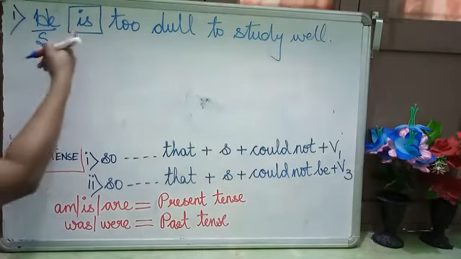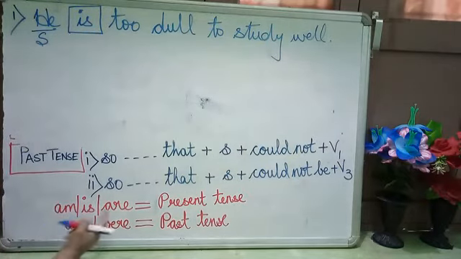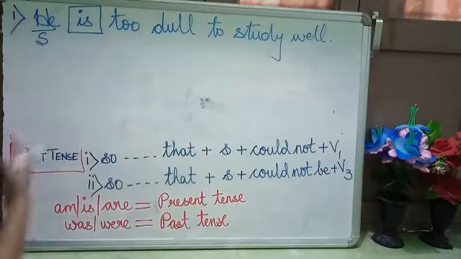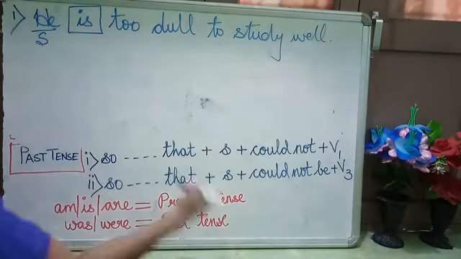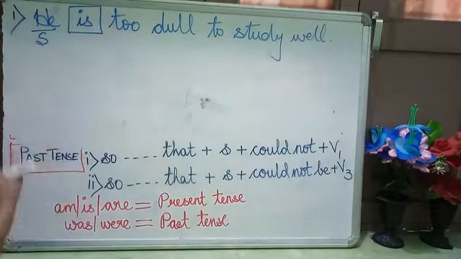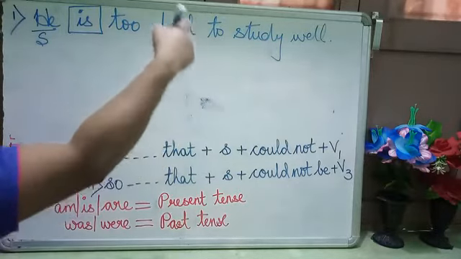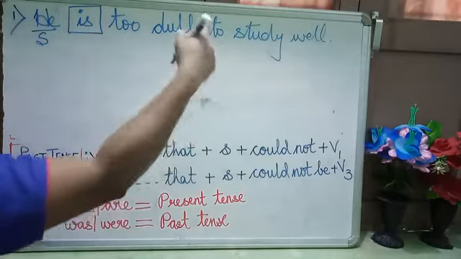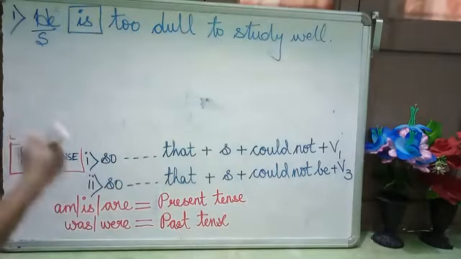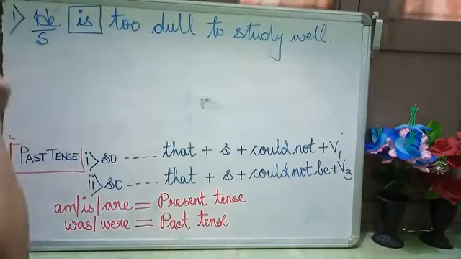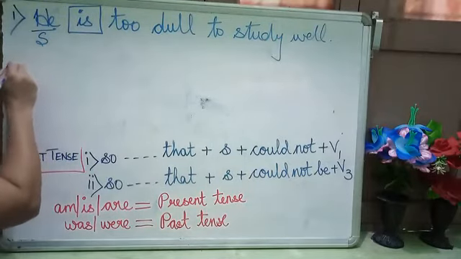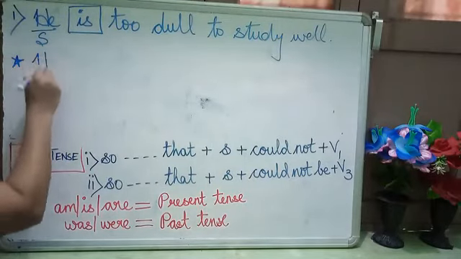Okay, if "is" comes, what do you have to use? The sentence is in present tense. So when the sentence is in present tense, which rule will you follow? So then: that plus subject plus cannot plus verb 1. That rule you will follow. Okay, so let us start to write the answer for this now.